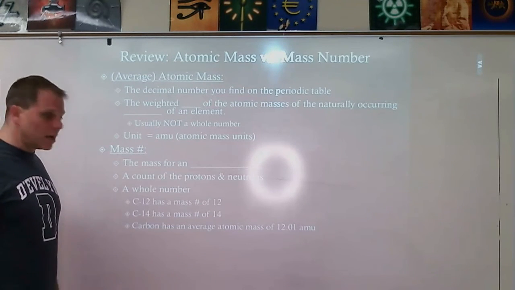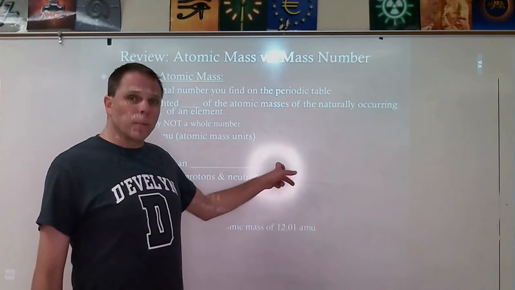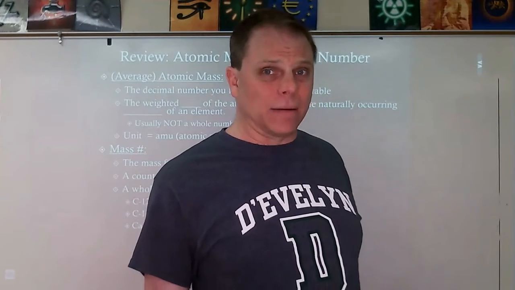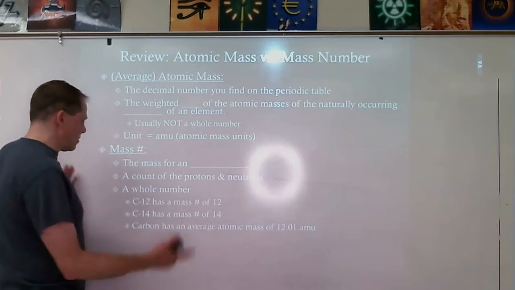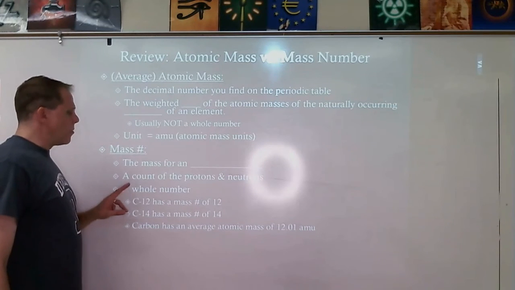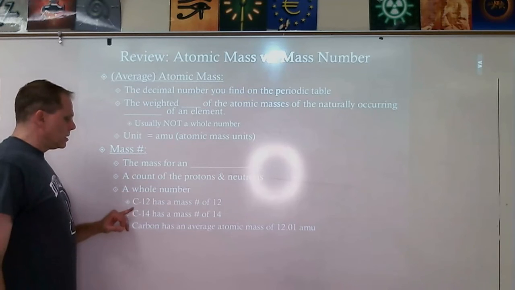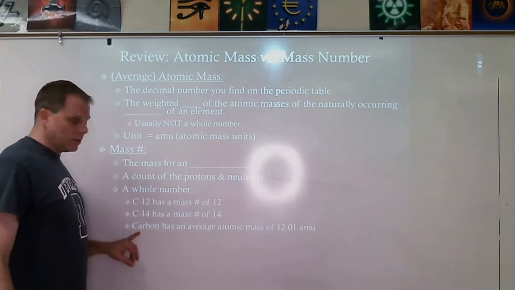The mass number is always going to be a whole number, okay? And it's the mass for a particular isotope of a single atom, all right? It's for the mass of an actual atom, okay? Not a weighted average of all the different atoms. It's the mass of an atom, okay? And remember, you just count the protons and neutrons to figure that out, and it's a whole number. C12 would have a mass of 12. C14 has a mass of 14 AMUs, right?